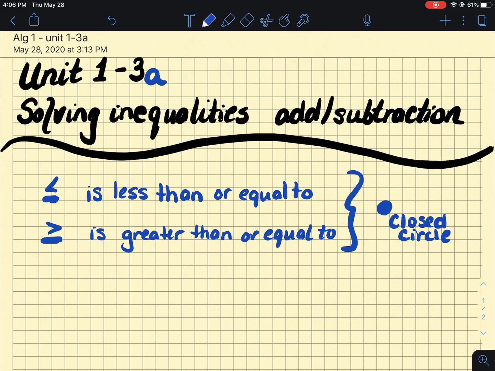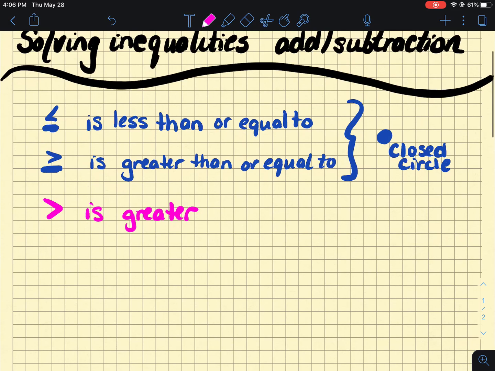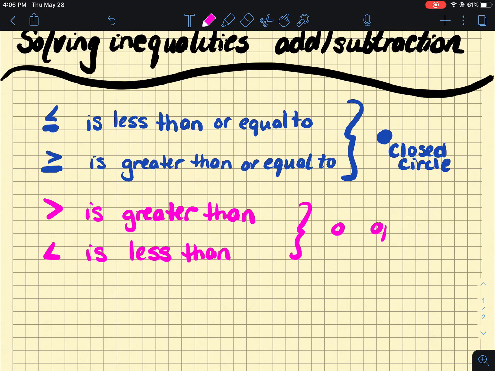Okay. Now, if we're looking at just a plain is greater than, notice the difference. There's no line underneath of it. Or is less than. Then we have an open circle. And that means our boundary is not included. Okay? So these are going to be important as we do our graphs. And that's what we're going to do today.